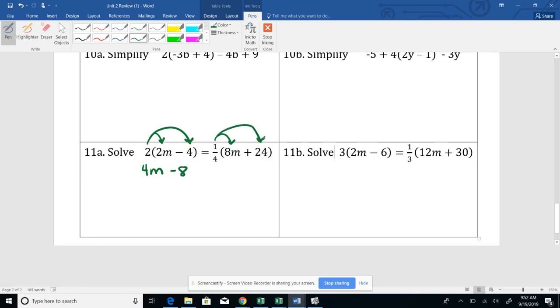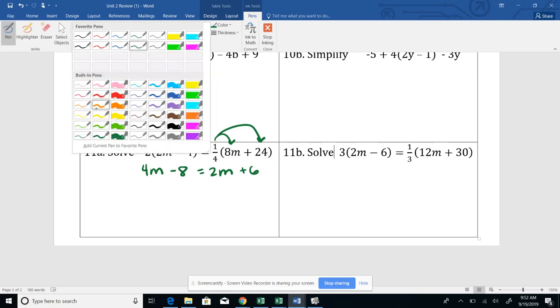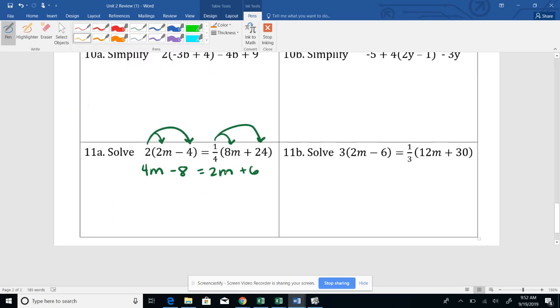I'm going to distribute over here as well. A fourth of 8. So 1 times 8 is 8. 8 divided by 4 is 2. 1 times 24 is 24. 24 divided by 4 is 6. Now we just have a variables on both sides problem, which we are fine to solve. So we're going to move our variables to the left.